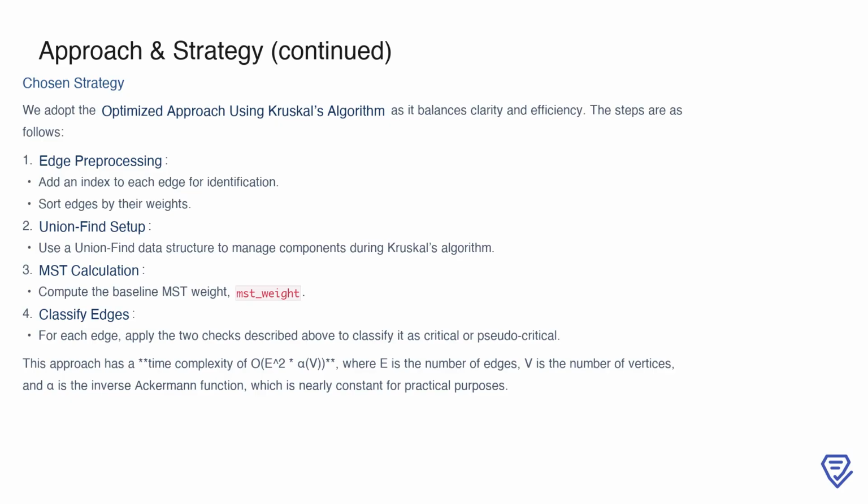This approach has a time complexity of O(E² * α(V)), where E is the number of edges, V is the number of vertices, and alpha is the inverse Ackermann function, which is nearly constant in most practical cases. By leveraging the efficiency of union-find and the sorted order of edges in Kruskal's algorithm, we achieve a scalable solution that avoids unnecessary computations.